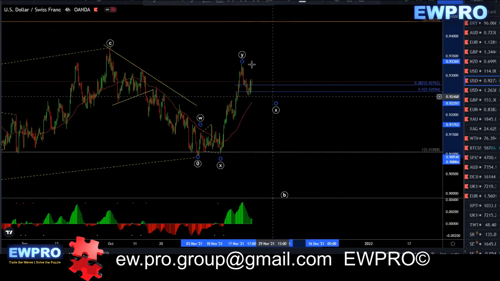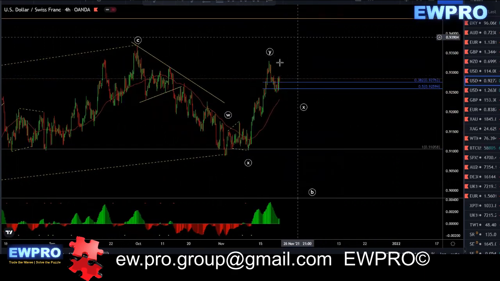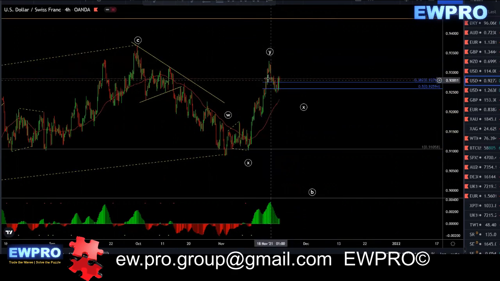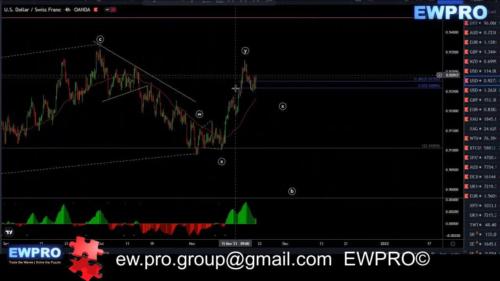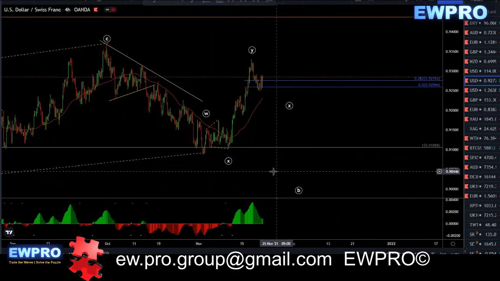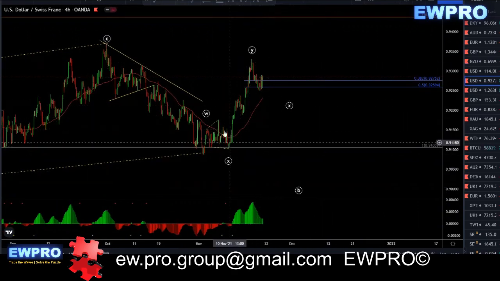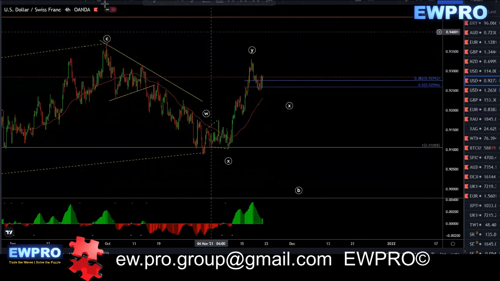So this wave Y may not be over yet. This may give an internal correction in here, breaking the top, and still be in the wave Y. We're not real clear, since we haven't got a cross down on the MACD, so it still can go up more, and we're not in the X yet.